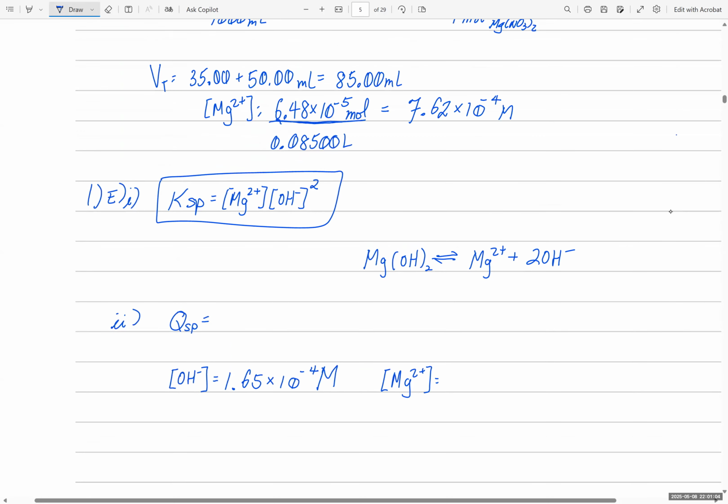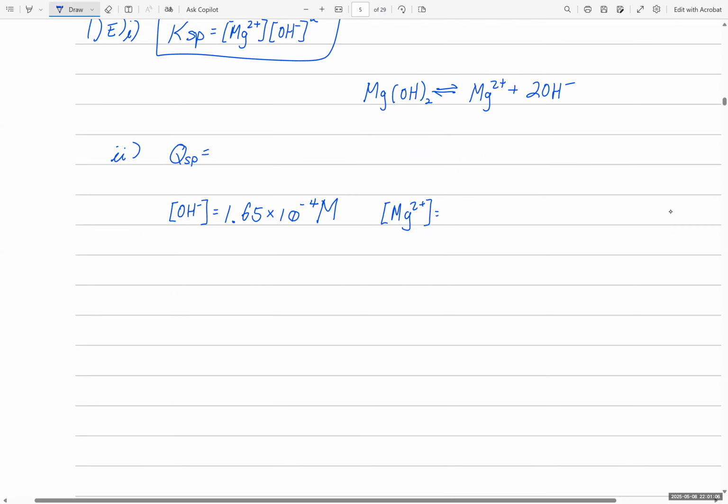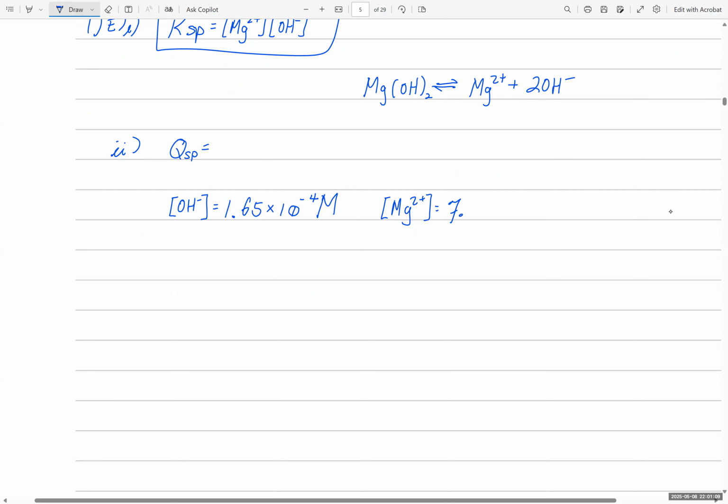7.62. Was that correct? 7.62, right? Yes. So it's 7.62 times 10 to the minus 4 molar. Okay. Plugging into our KSP or QSP expression, right? QSP is equal to, it's going to be magnesium, which is 7.62 times 10 to the minus 4 times our hydroxide, 1.65 times 10 to the minus 4. It's going to be squared.